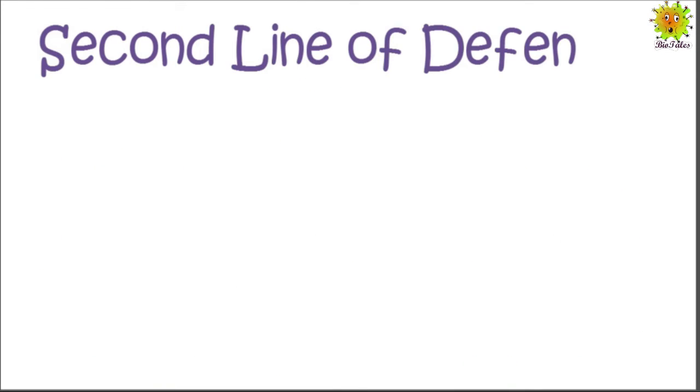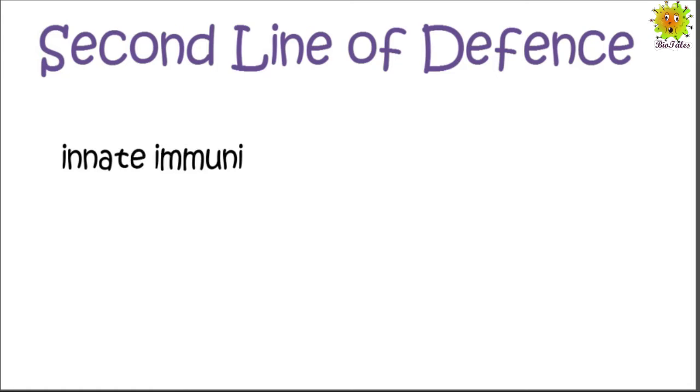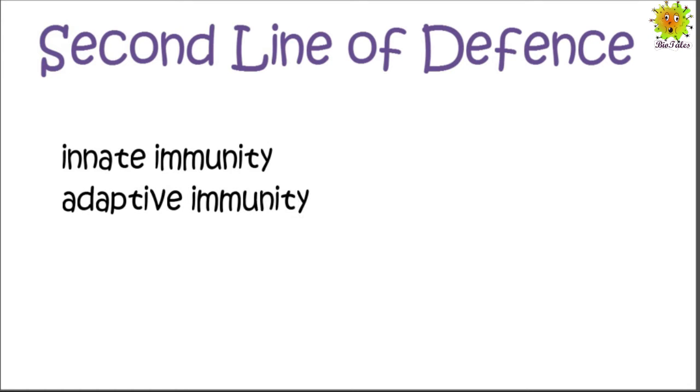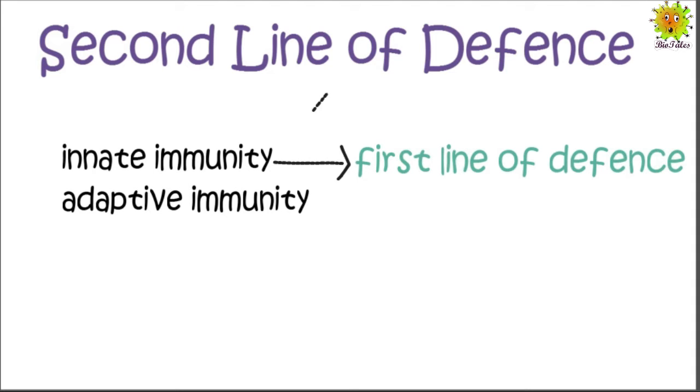Second line of defense. In our previous videos, we have discussed a generalized difference between innate and adaptive immunity. The components of innate immunity are the first line of defense and the second line of defense, and we also gave a detailed explanation of the first line of defense, which includes skin and mucous membrane.